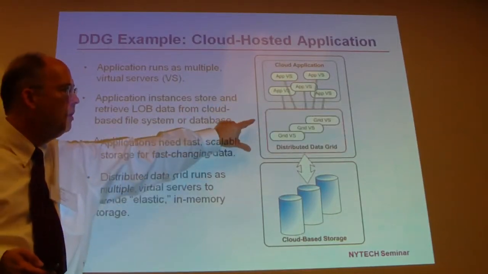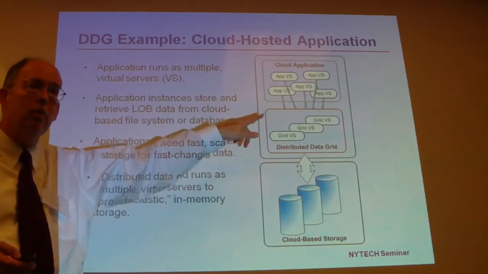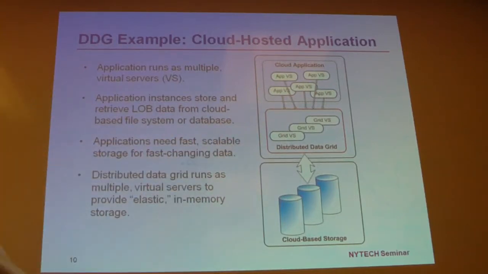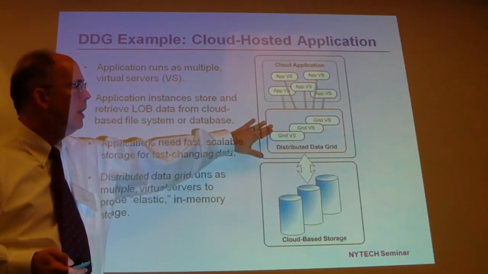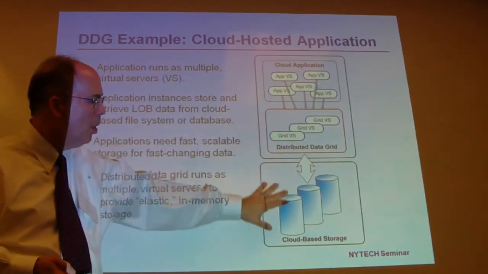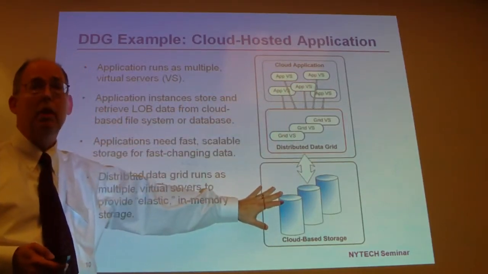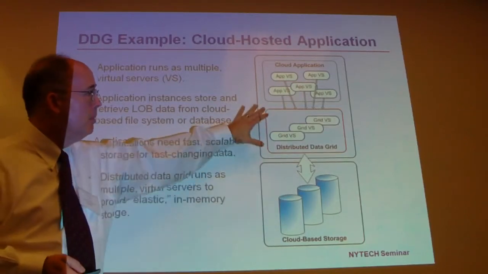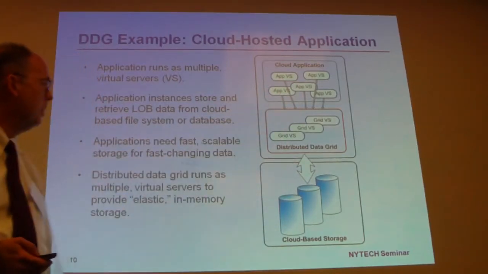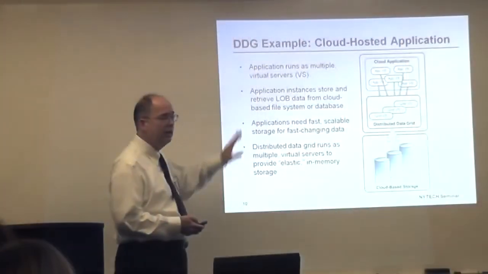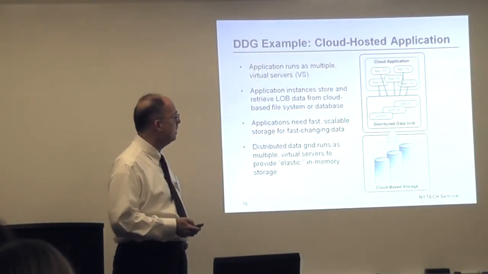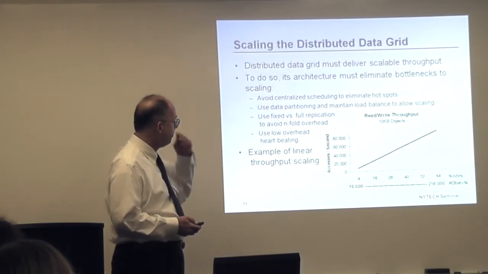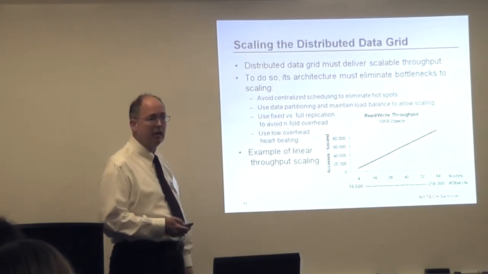And that's where the distributed data grid comes in, because it also runs in another set of virtual servers, and it allows the application to very easily push data into the grid and keep it, and not have to push it all the way to the cloud-based store, which can be relatively slow, and share data very quickly amongst those servers. So that's a second usage, and that's how in the cloud we expect people to actually deploy distributed data grids. I'll come back to the cloud in just a minute.